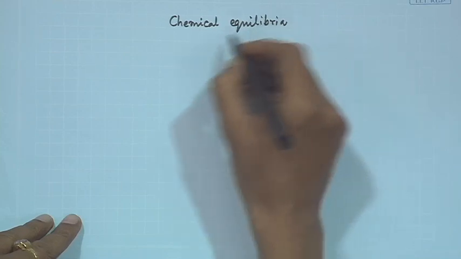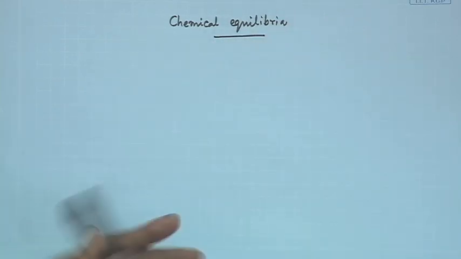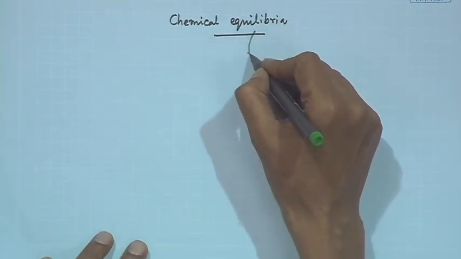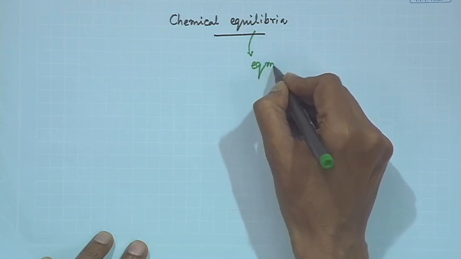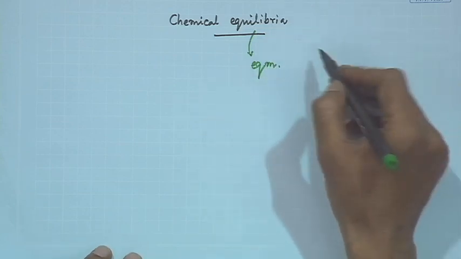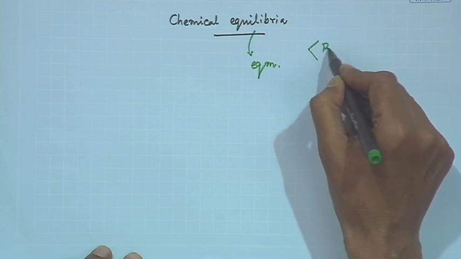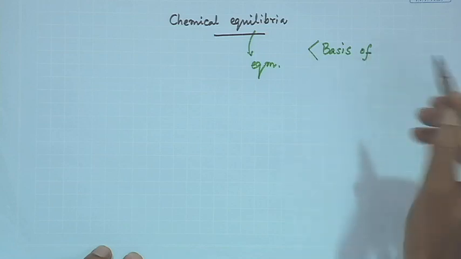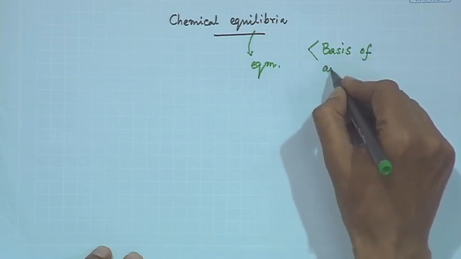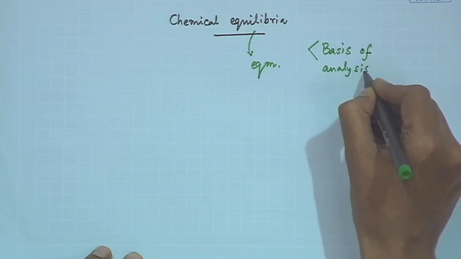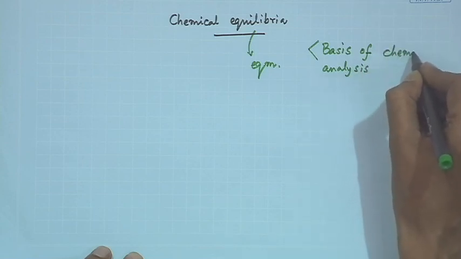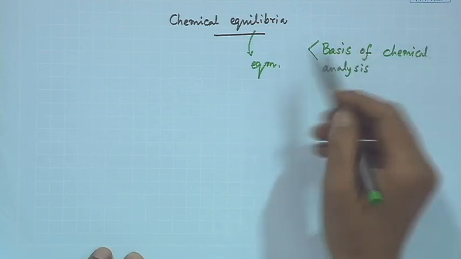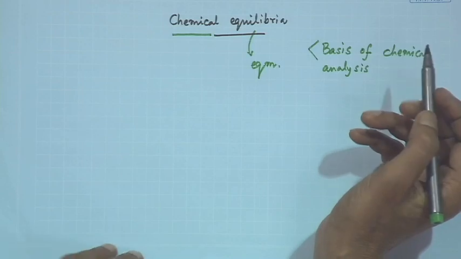Equilibria, which has something related to our particular equilibrium process, and this is fundamentally connected to chemical analysis. So, the basis of chemical analysis, how it can be related to a simple chemical equilibrium.